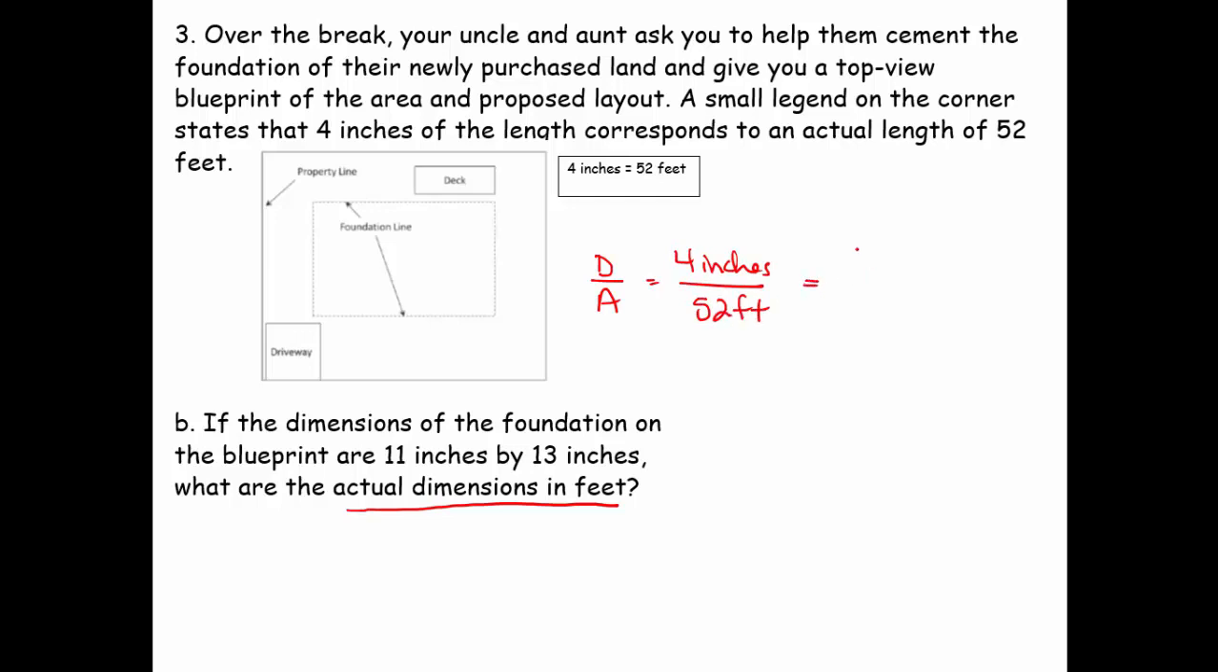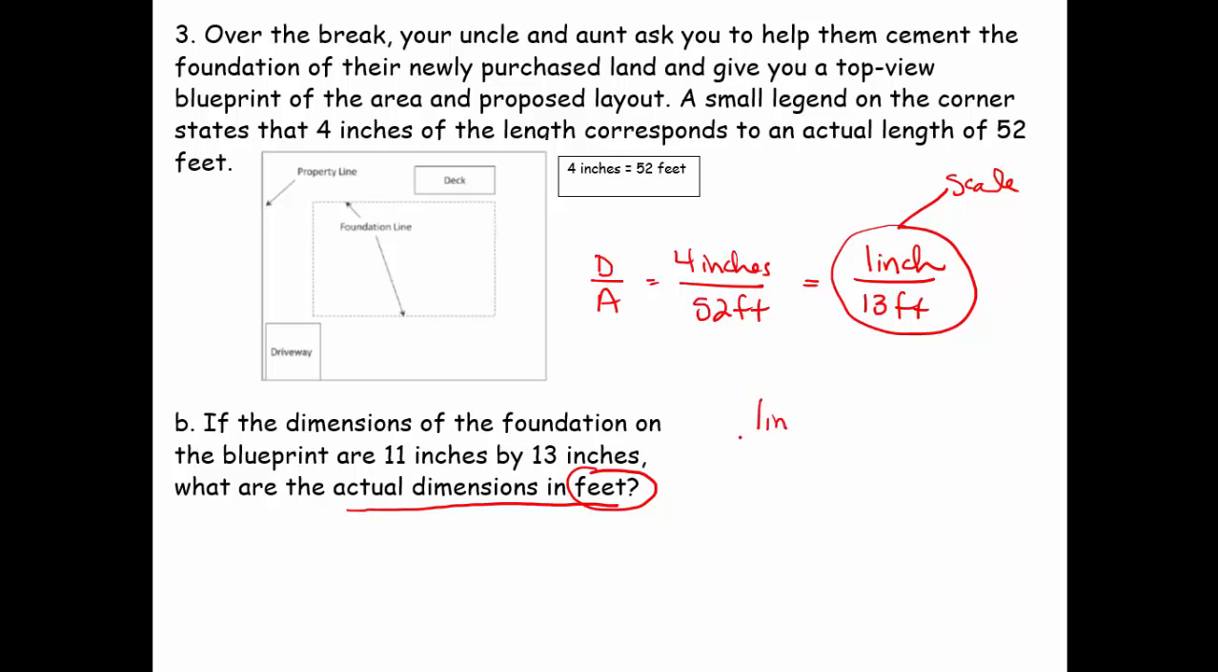You remember from the last slide, I broke that down, dividing top and bottom by 4, and I found that 1 inch was actually 13 feet. I'm going to use that scale. And why do I want to use that scale and not use that scale factor that they just talked about? Because they want my answer in feet. So I'm going to use a ratio that involves feet.